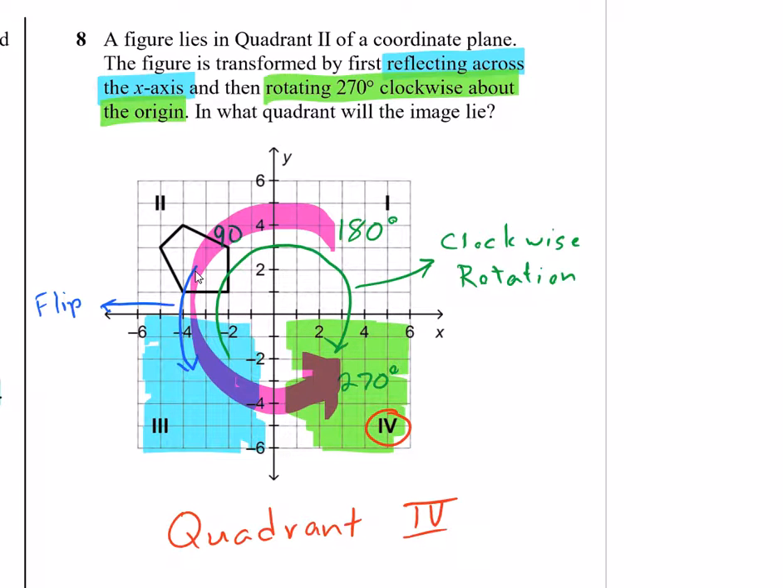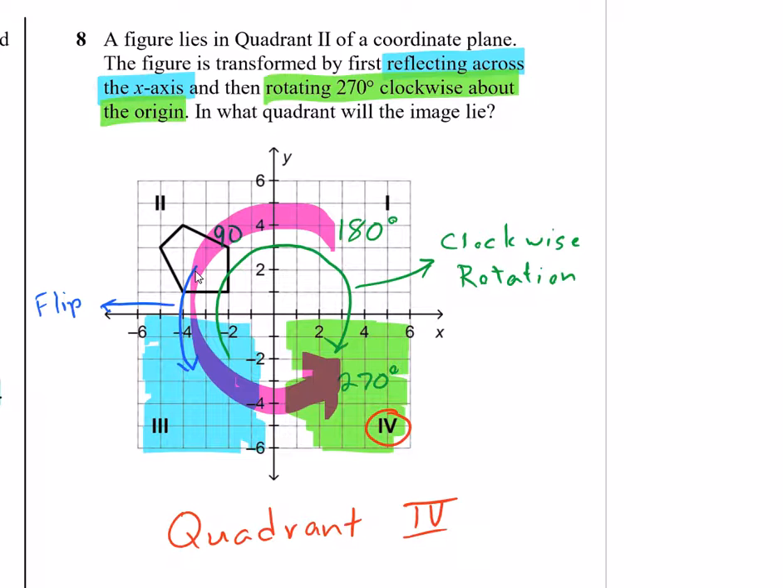So when we do a flip over the x-axis, if it's in the upper left corner, it now would flip into the bottom left corner, right, which is quadrant number 3. Then the second transformation is rotating 270 degrees clockwise about the origin. So we're going to take this figure that we know is already going to be in quadrant 3 and move 90, 180, 270 degrees into quadrant 4. Okay. Now, that is the bottom right quadrant.